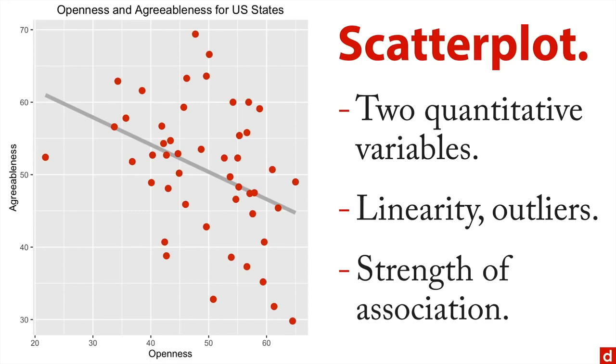And this is an interesting one for me because we have openness across the bottom. So more open as you go to the right, and agreeableness. And what we see is there's a strong downhill association. The states in the United States that are the most open apparently are also the least agreeable. So we're going to have to do something about that.